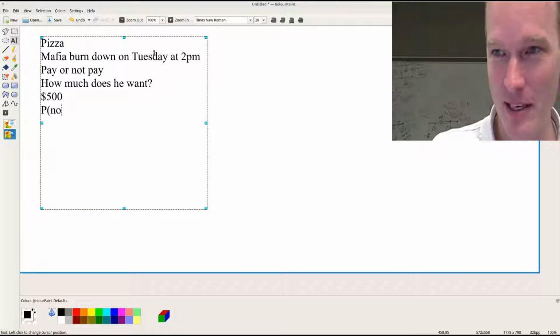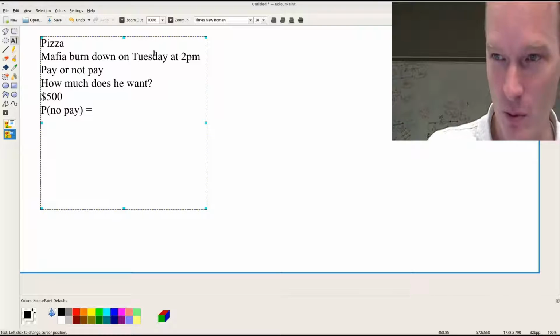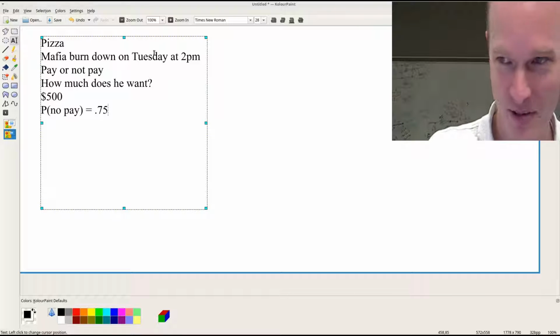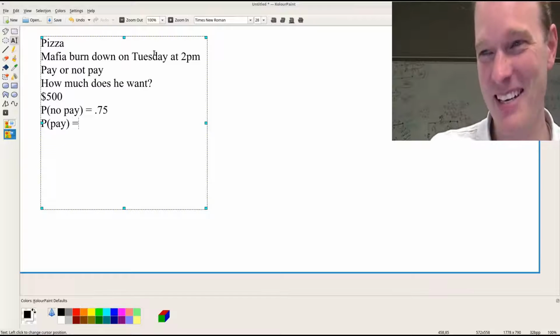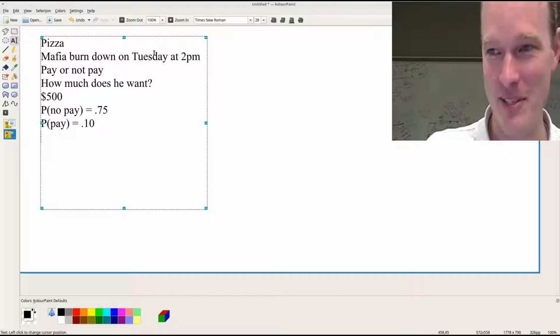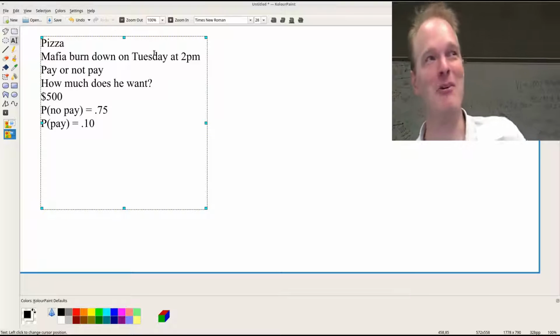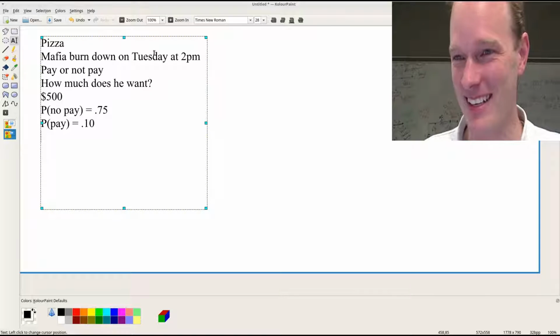Let's see, probability of no pay is, and he says, if you don't pay, the probability of burning down is 75%, and the probability if you do pay is there's still a 10% chance that we'll burn down your establishment. And you say, thank you very much for the information.